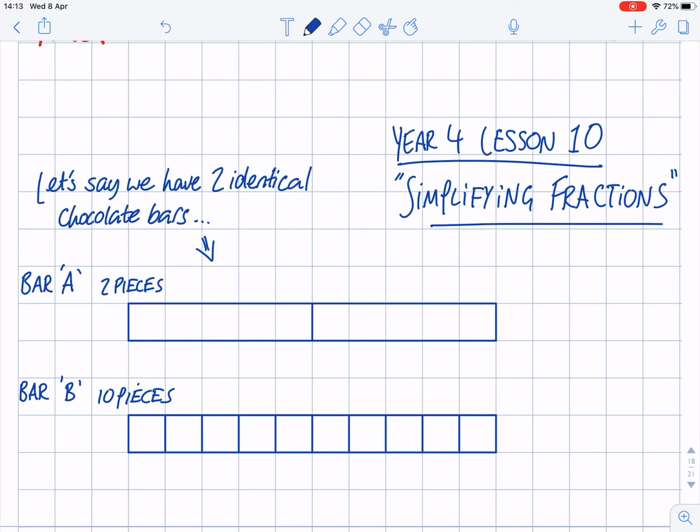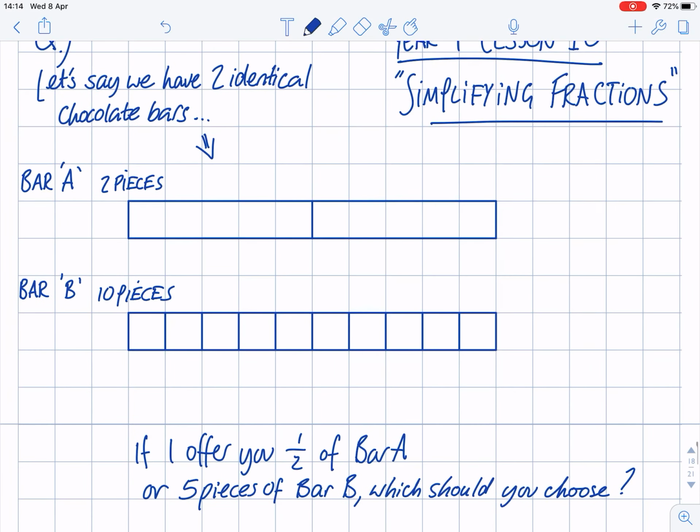So, let's say we have 2 identical chocolate bars. This is the first question I want you to think about. You can see bar A has 2 pieces, and bar B has got 10 pieces. Remember that the other word for fractions I'm using here is pieces. Now you can see that both bars in total are the same size. And the question I'm putting to you is, if I offer you half of bar A or 5 pieces of bar B, which should you choose if you want to have the most chocolate? All right, so have a little think about that. I'm going to give you half of A or 5 pieces of B.